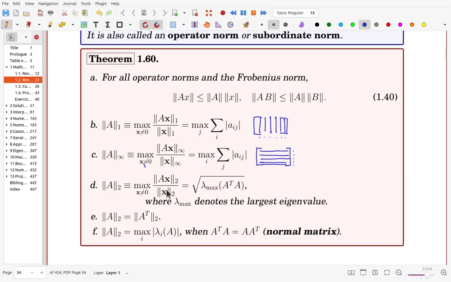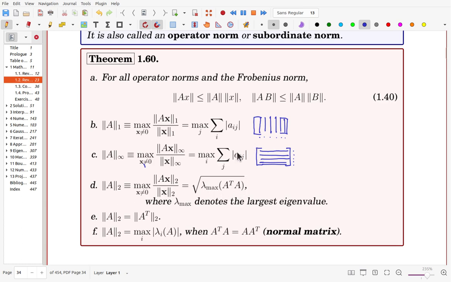Okay, here the A2 norm, that is the definition. Now this is not simple. You have to get A transpose A, and for that matrix, you have to find the eigenvalues. First you have to find the eigenvalues of A transpose A, take the largest one, and take the square root. And that is exactly the A2 norm. It is not simple, however, it's better than that one. Okay.